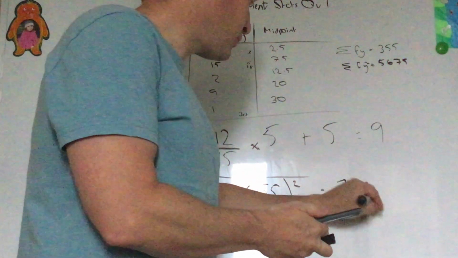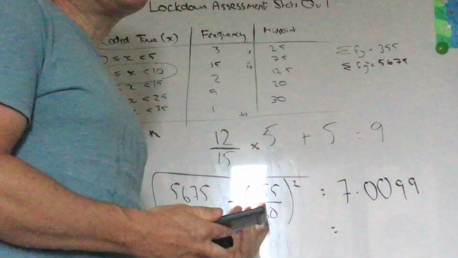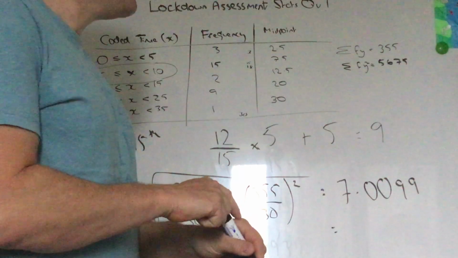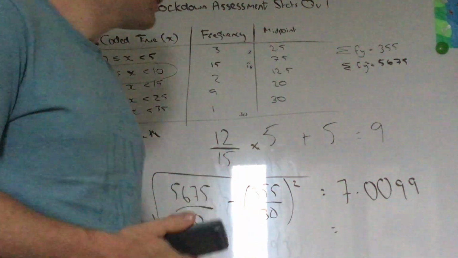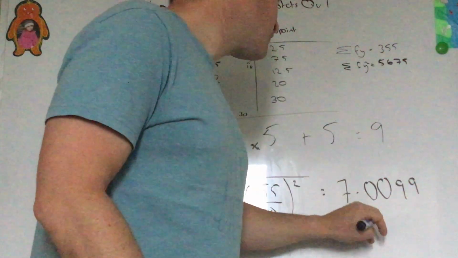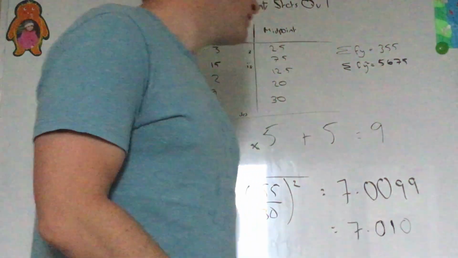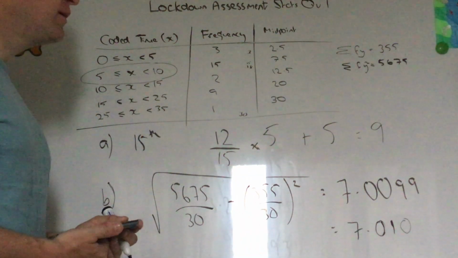Now we get 7.0099. Give it to at least 3 significant figures. Okay, don't just leave it at 7.0 or 7. 3 significant figures minimum. So 7.01. If you want to round it to 7.010, that's fine as well. Okay.